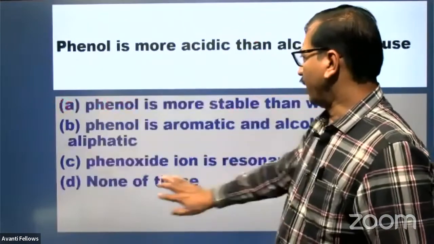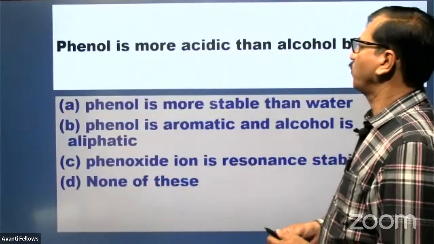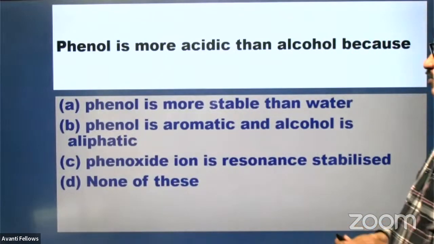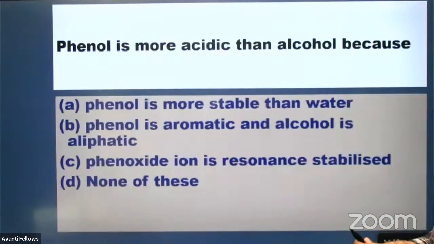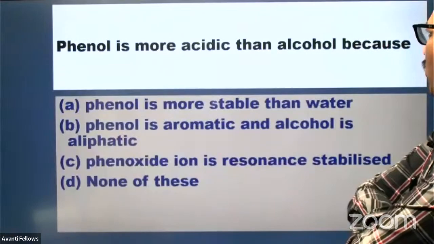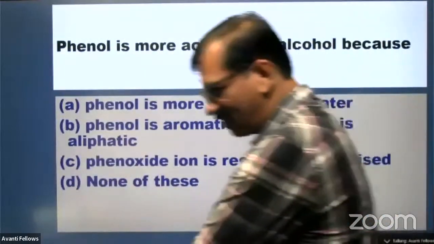So this is the wrong thing. Phenol is more acidic than alcohol, because phenol is more acidic than alcohol. Phenol is more stable than water. Option C, sir. Phenoxide ion is resonance stabilized. Option C.